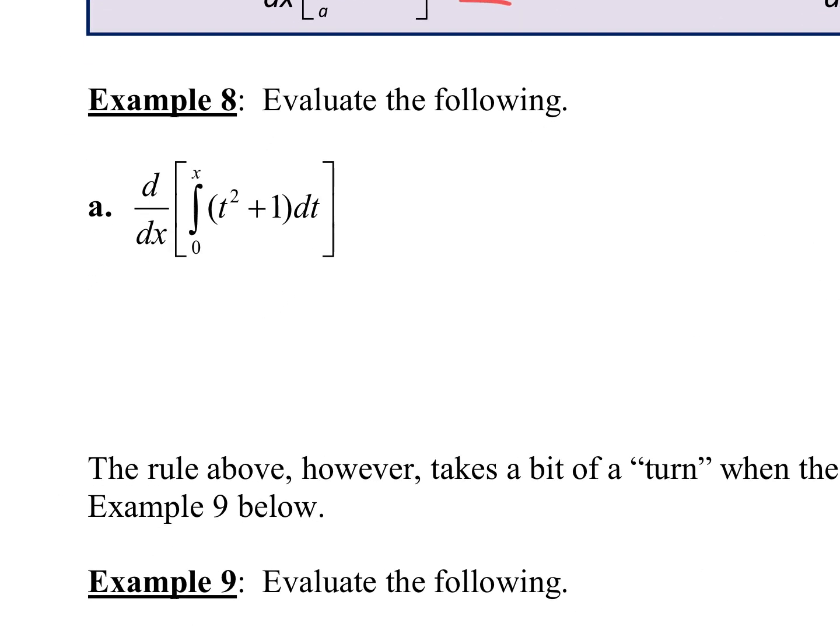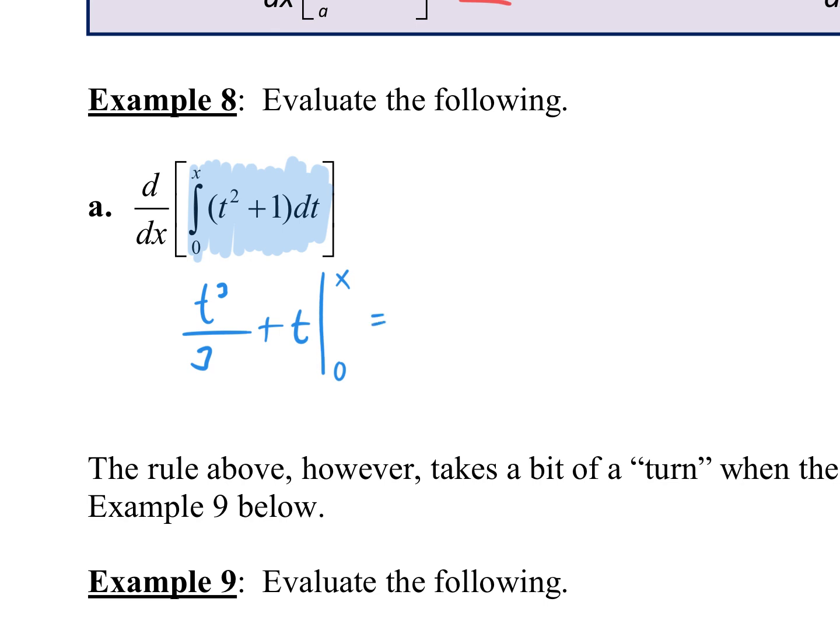Okay, so if I look at this first example here, I am going to start by evaluating this inside piece. So let's take the integral from 0 to x of t squared plus 1. If I integrate that, what do I end up with? T cubed over 3 plus t. Okay, and if I have an upper and a lower bound, do I need a plus c? No, because I'm going to evaluate this at x, and I'm going to evaluate this at 0.